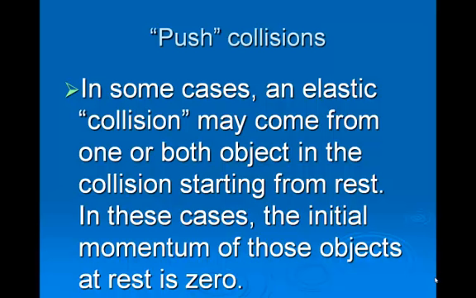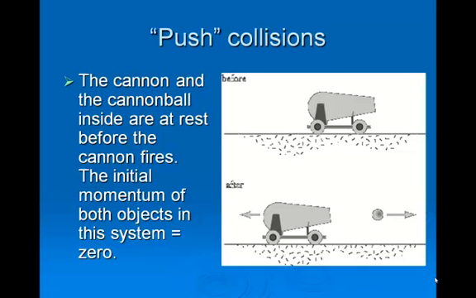In some collisions, the objects both start at rest. In these cases, the initial momentum of the objects is considered to be 0 kilogram meter seconds. The situations where these types of things occur are situations like a bullet being fired out of a gun, or two people on roller skates pushing away from each other. In these cases, the initial momentum of the entire system is 0. Both objects start at rest.